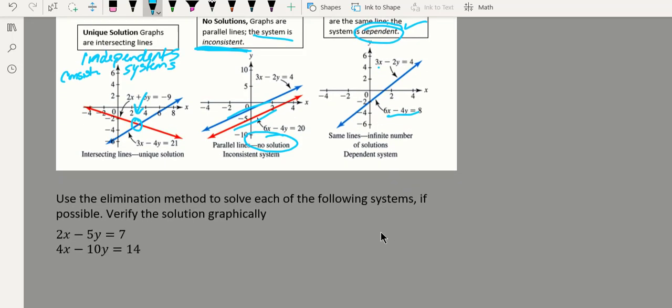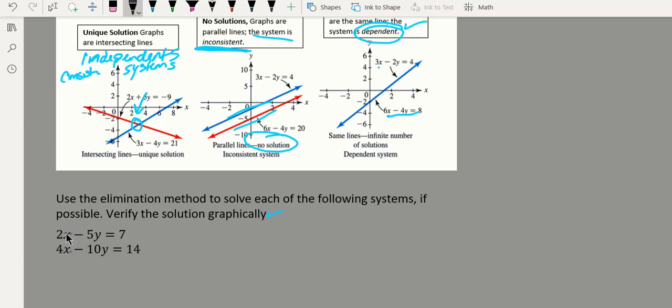So the very first thing, before we get to graphically verifying, it says use the elimination method to solve the following systems if possible and verify the solution graphically. So if we want to do this by the elimination method, we would have to determine which variable we want to eliminate. Do we want to eliminate x? Do we want to eliminate y? In this case, because I've been doing y the whole time, we can go for the x this time, just so that you can see.